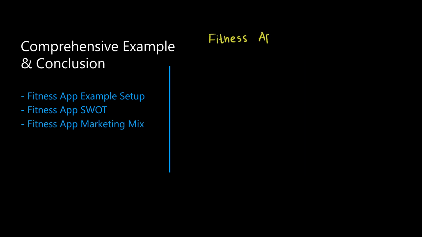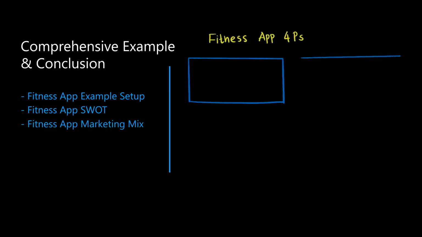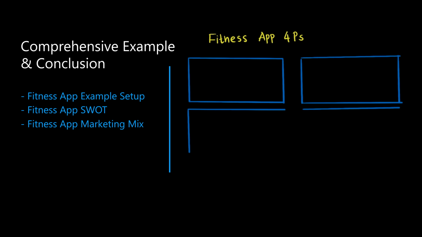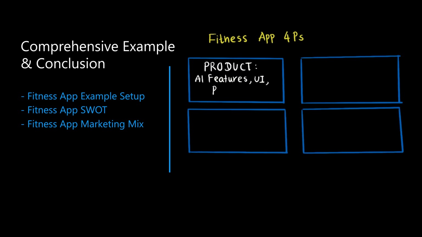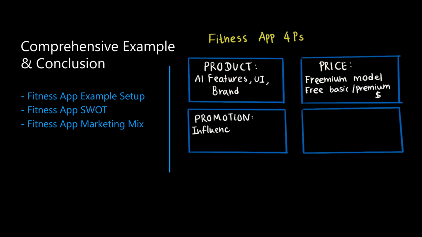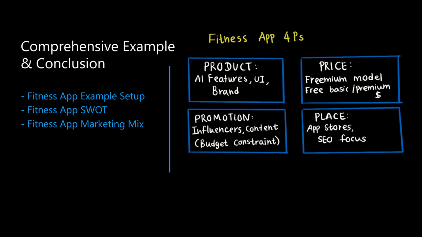For their marketing mix, the product would include core features, user interface design, and brand personality. Pricing might use a freemium model, a basic free version with premium subscription. Promotion could focus on social media influencers and content marketing due to budget constraints. Place would be app stores with emphasis on search optimization.